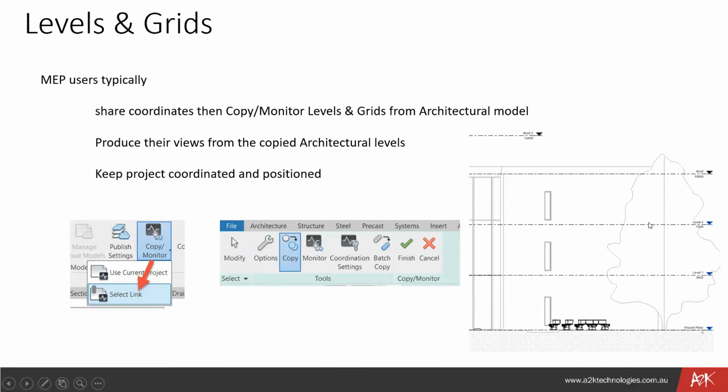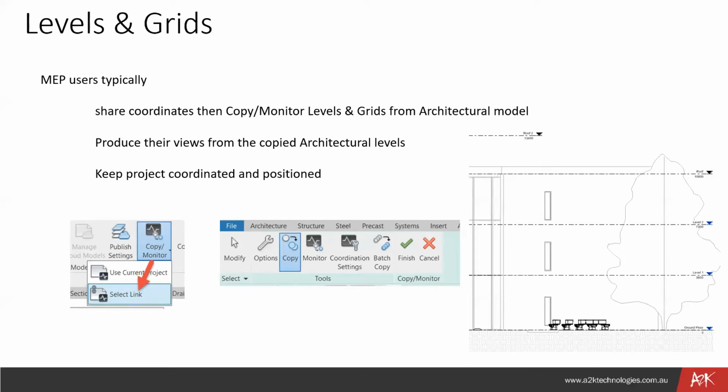Okay, so if it's levels and grids, they become monitored so that if something moves, if the architect moves the level in their project, in their model file, then Revit will flag it for you because it maintains that monitoring position. Okay, so that's a typical scenario, the levels and grids. I'm hoping that most of you are familiar with that, as I said.